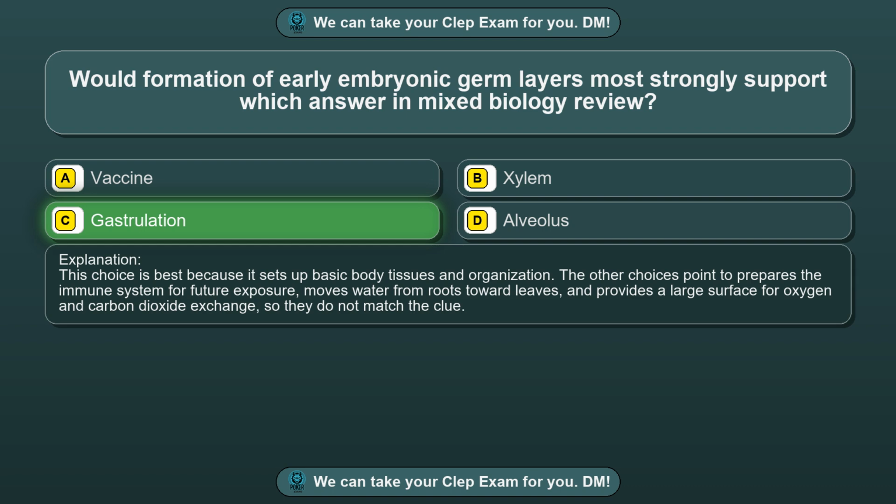Gastrulation. This choice is best because it sets up basic body tissues and organization. The other choices point to prepares the immune system for future exposure, moves water from roots toward leaves, and provides a large surface for oxygen and carbon dioxide exchange, so they do not match the clue.